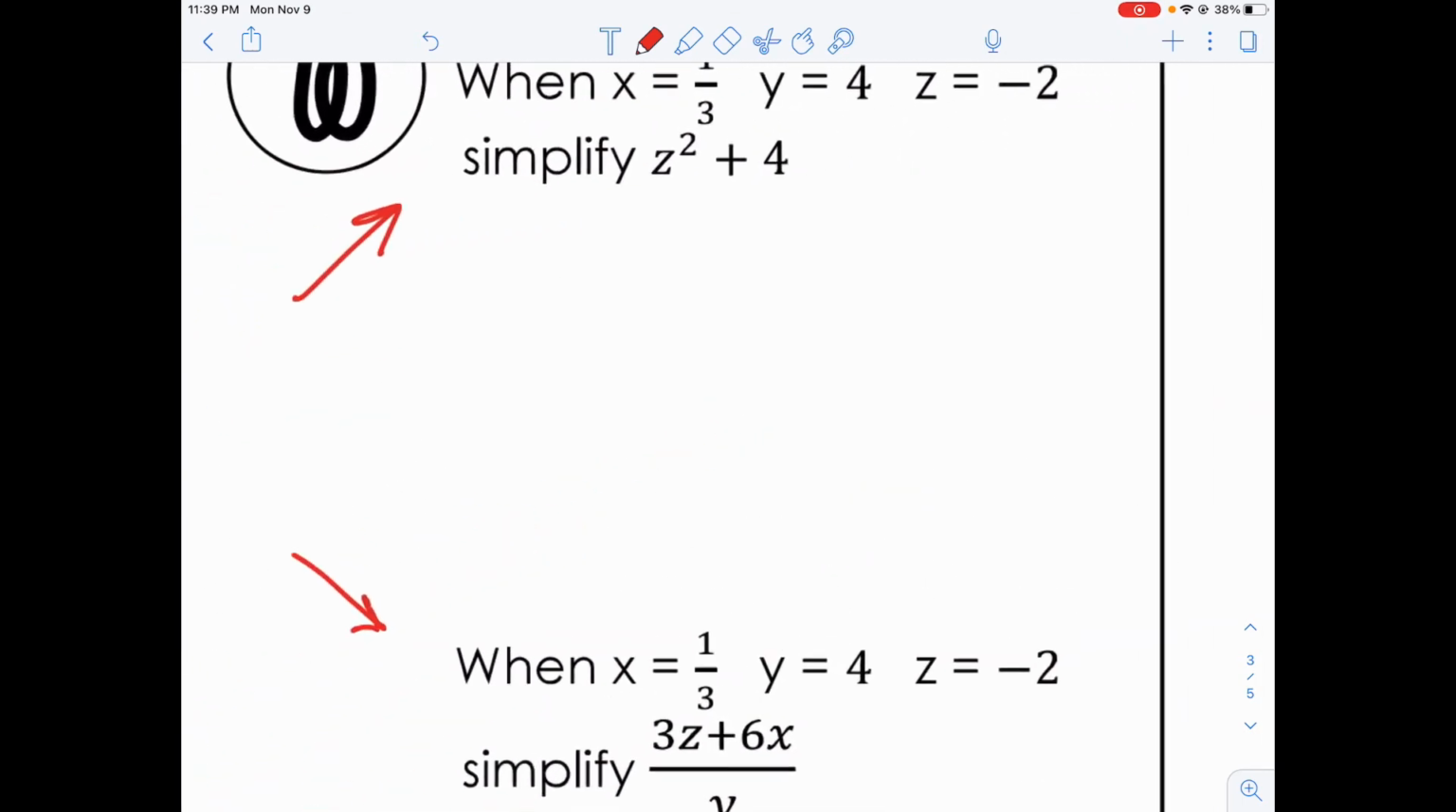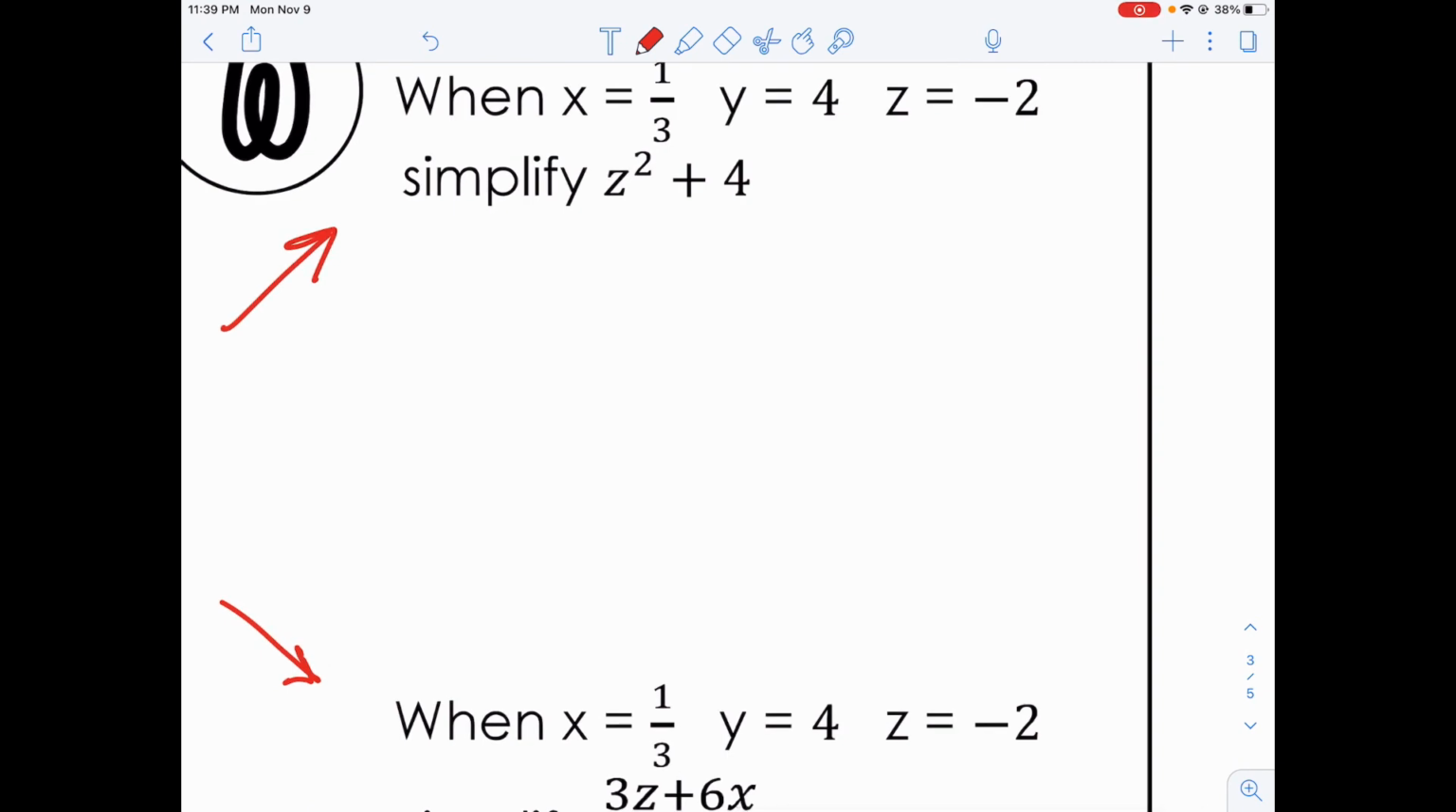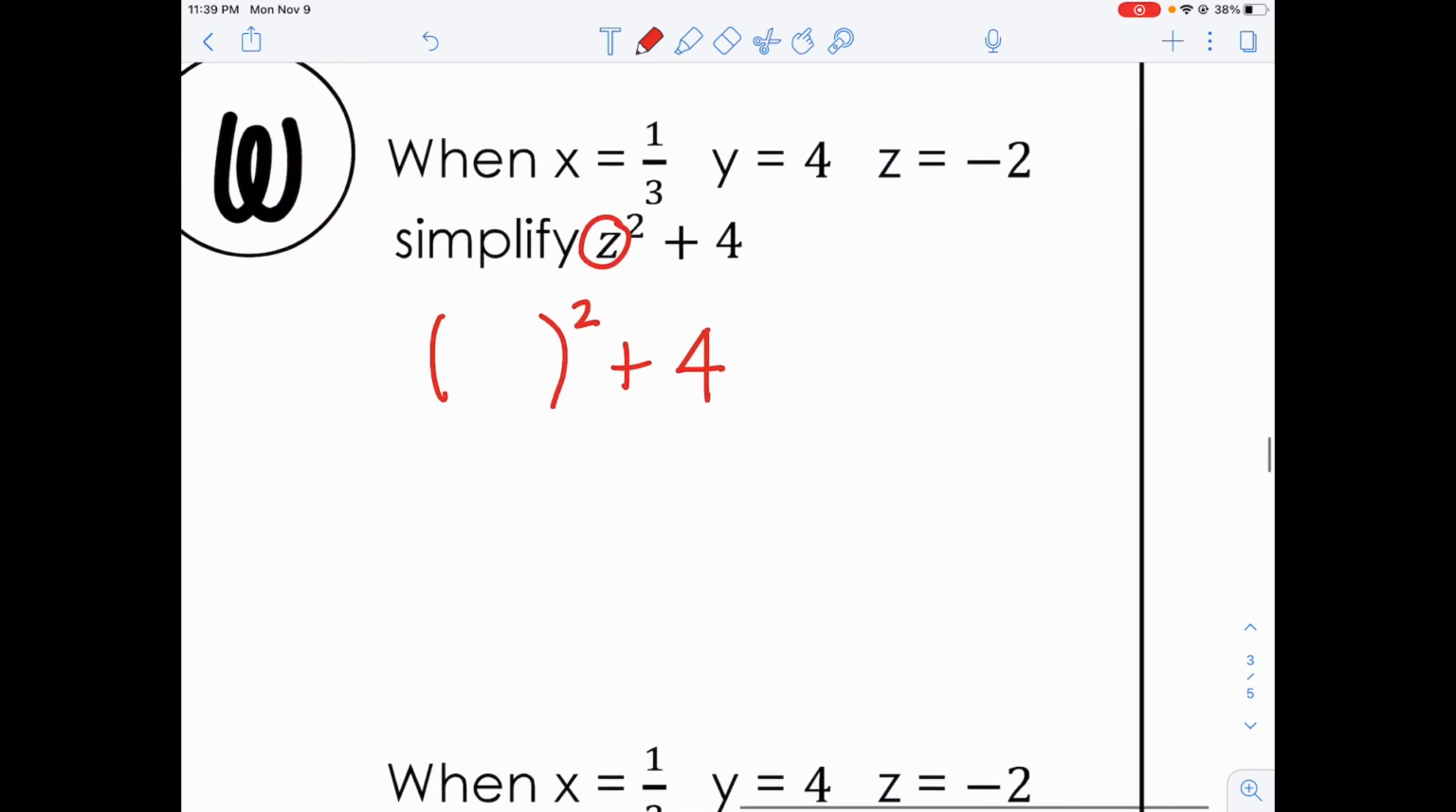Our first one, we're going to plug in z squared plus 4. So for the z, where I am plugging in the z, I'm going to put a parentheses. And I know that I'm going to square it, and then I'm going to add 4 to it. Because they asked for the variable z, I'm going to go up to the top, and I'm going to find the variable z. Z is a -2. So I'm going to plug that in to my expression, -2.